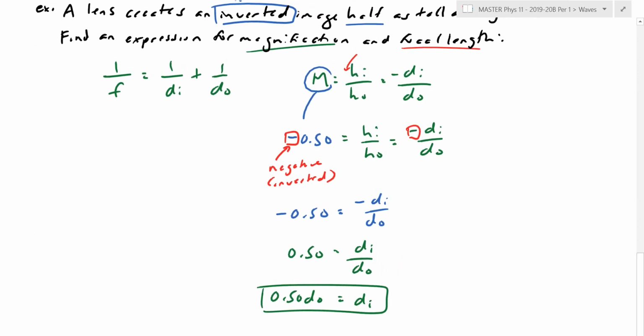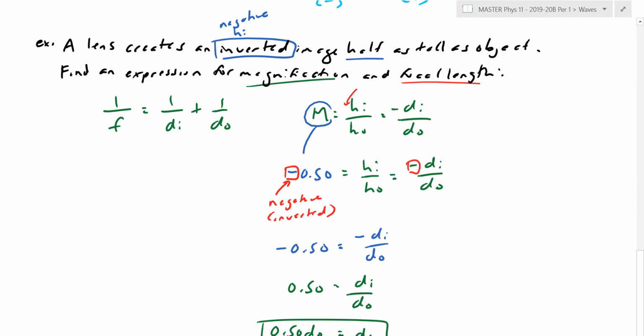I like it in terms of d naught because the object has to be positive and it has to be somewhere. So if I come along later on and tell you the d naught, I know right away what the f is and I know right away what the magnification is. So wherever I see di, I can sub in 0.5 d naught. I see a di right here, so I'm just going to sub that into this expression here.